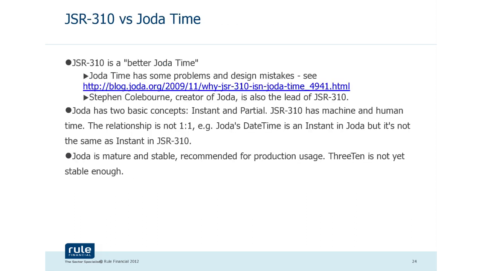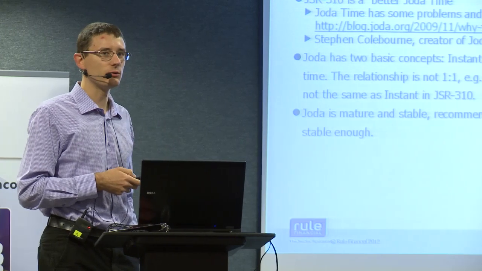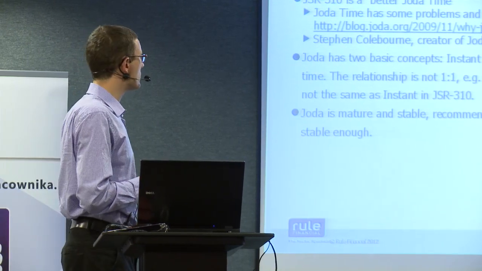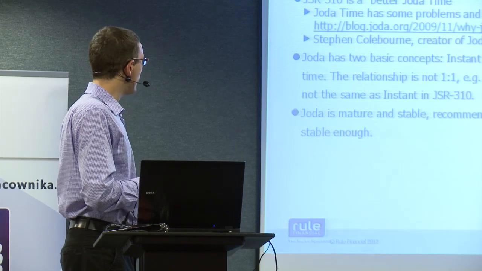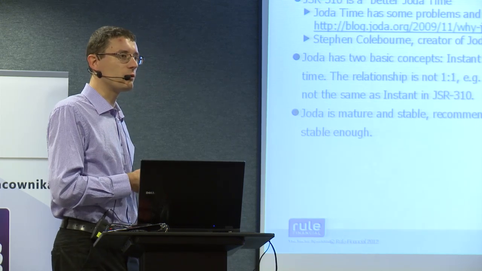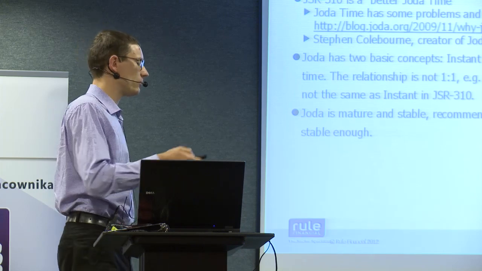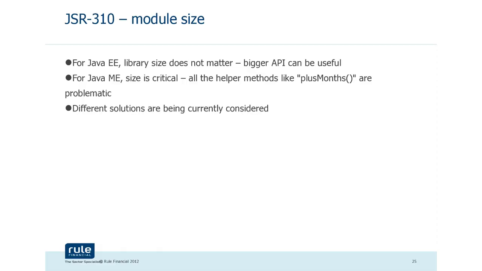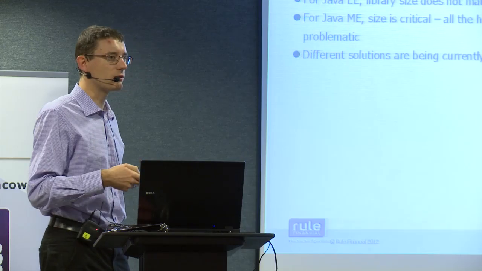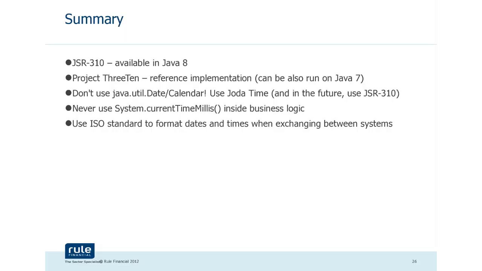So what's the status? As I said, it will be ready in Java 8. It's better. Why isn't it Joda? Joda has some minor problems, so they decided to fix them before making it standard, which is why ThreeTen was created. If you want to use it now, prefer using Joda because it's stable, and after 1 year, when it's out, you can use ThreeTen. They currently have some problems with defining the module size, right? This is what I mentioned. Sometimes for Java EE, more methods is better. For Java ME, more methods is worse. So there is some discussion about this.